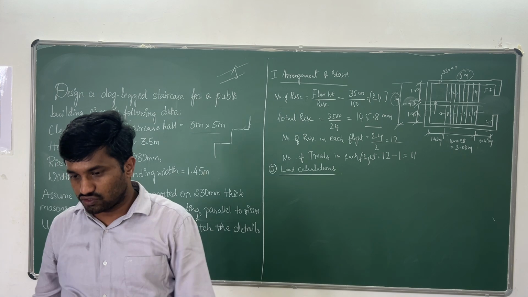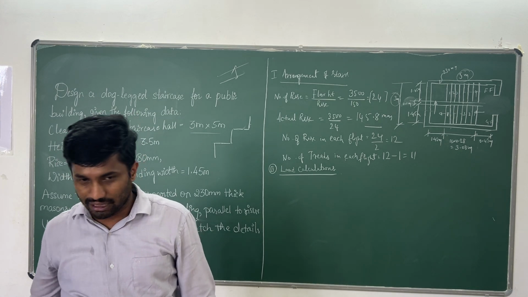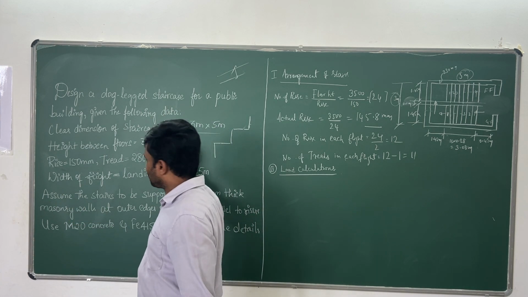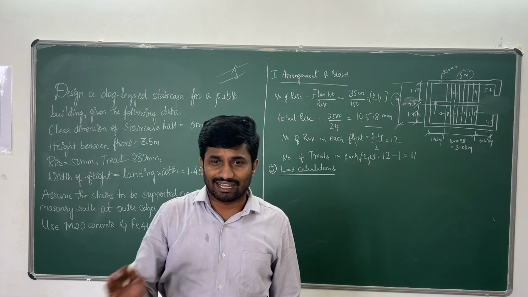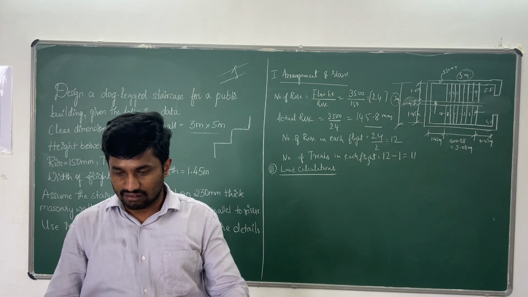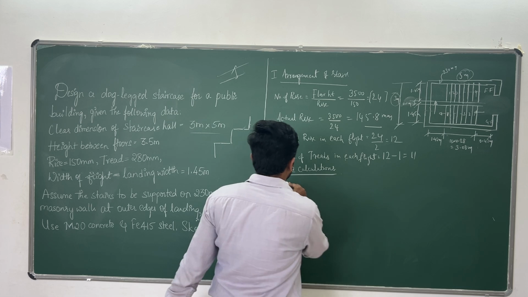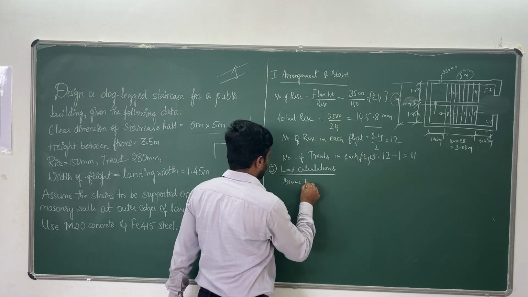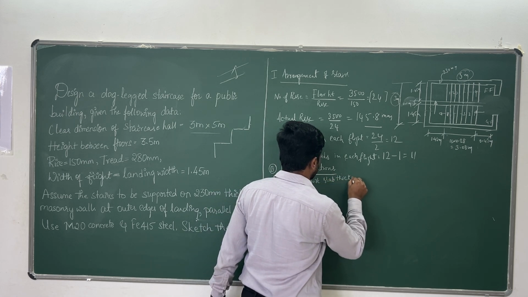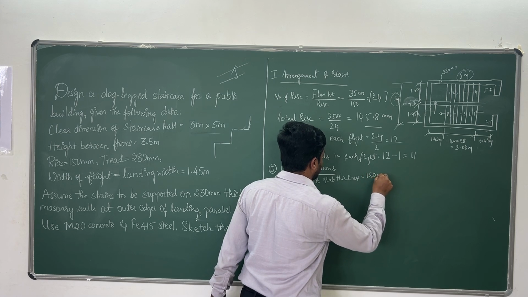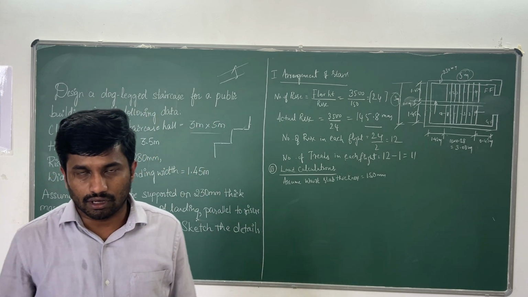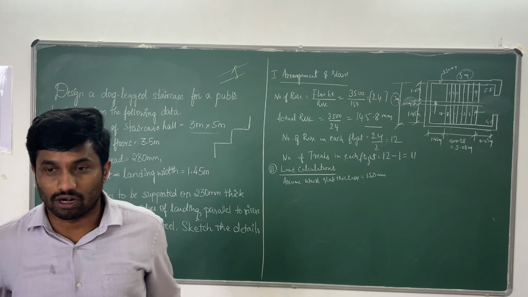First we have to assume the slab thickness. Generally we will assume 100 to 150 mm. In this case, the waist slab thickness is not given in the problem. Generally, in a design or analysis problem, if it is not given, we have to assume suitable data. In this case I am going to assume a waist slab thickness of 150 mm.